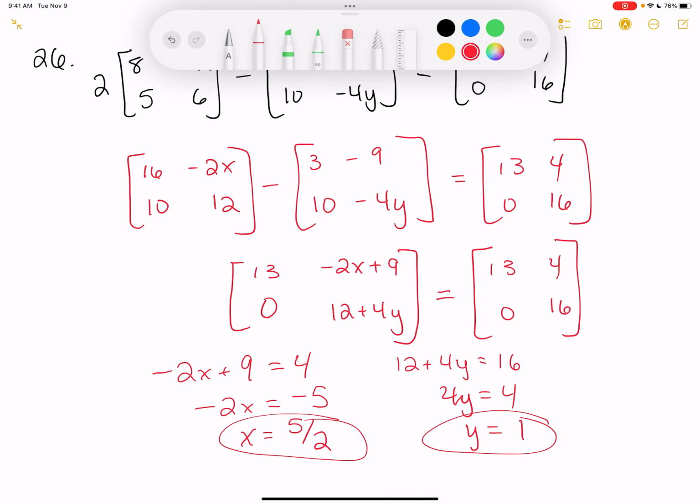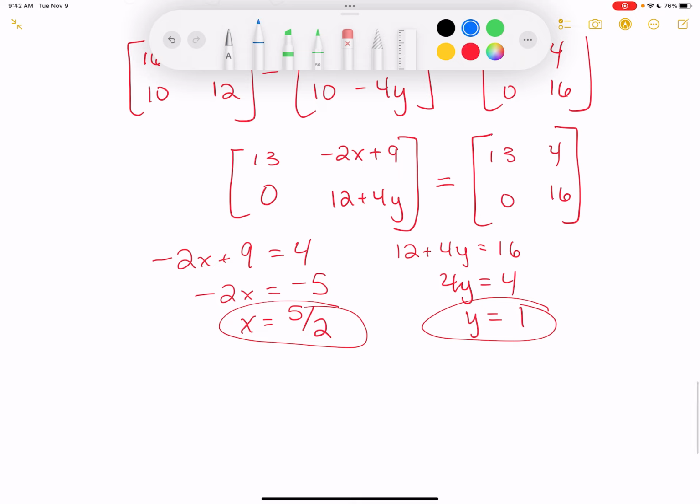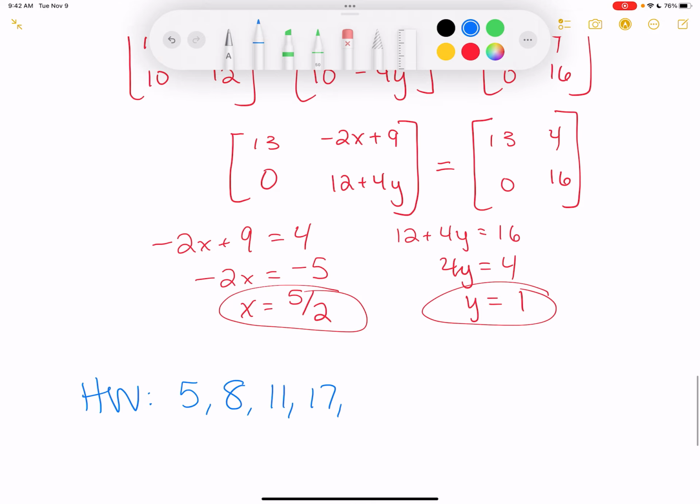Any questions about any of this? Alright, so then problems are 5, 8, 11, 17, 21, and 25. 17 and 21 can be done on your calculator.